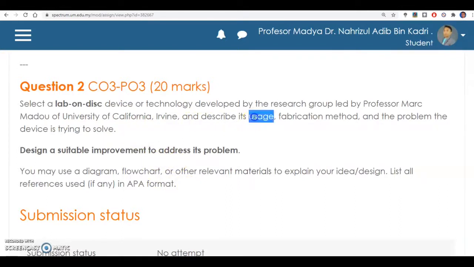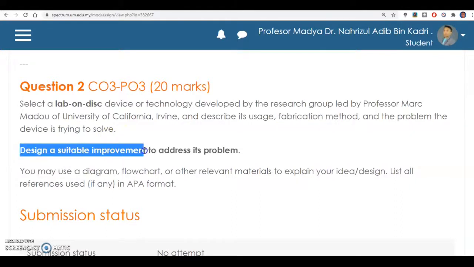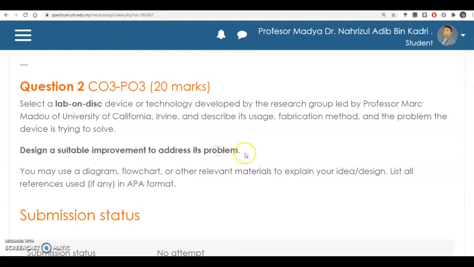Describe the usage. I've outlined all you need to do here, so don't worry so much about the question. So describe its usage, describe the fabrication method, how it's made, and the problem it's trying to solve. And I would like you to propose a suitable improvement to address its problem.